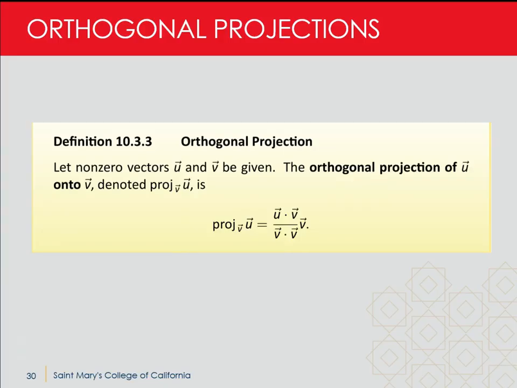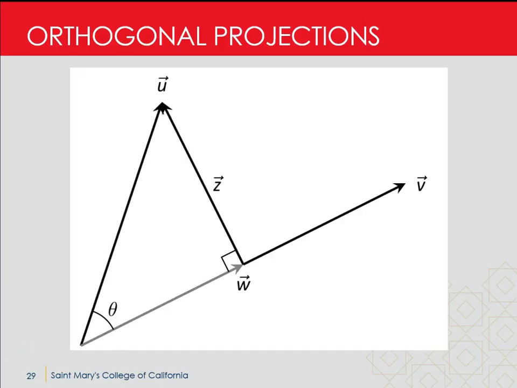We'll go straight to the formula, but it really all just comes from the part that's parallel to v. So we have non-zero vectors u and v, the orthogonal projection of u onto v, which we denote with proj, with the subscript v, and then the u, is given by that. So just working through this formula a little bit. The numerator there is u dot v, that's a scalar. The denominator is v dot with itself, which is also a scalar, so that whole fraction is a scalar.